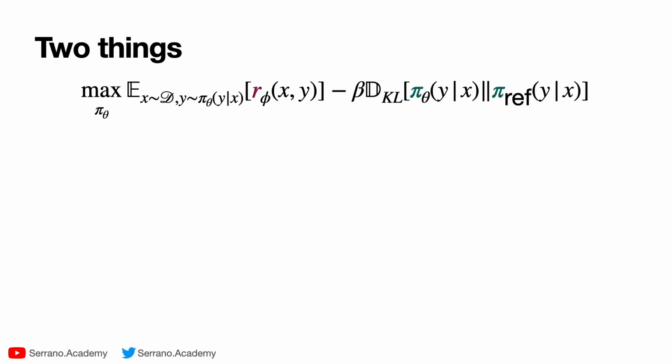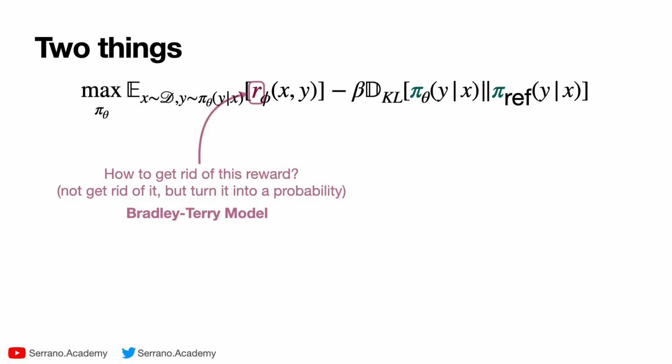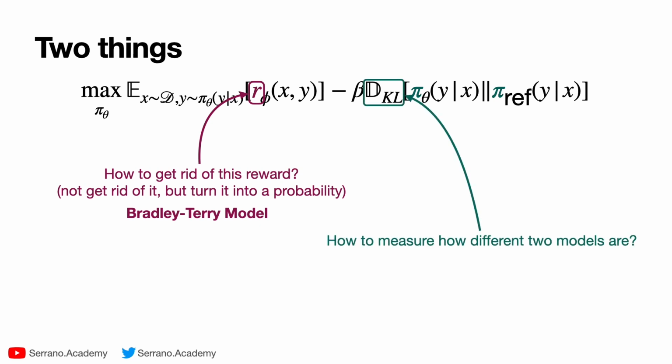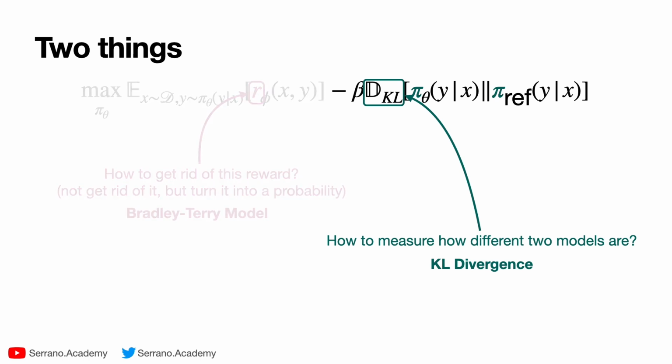So before I mentioned that the formula had two main components: this one over here, where we're trying to maximize the reward and turn it into a probability, and this one over here, where we want to measure how different two models are, which is KL divergence. So now let's focus on the second part of this formula, and I'm going to tell you why we don't want the model to change too much.